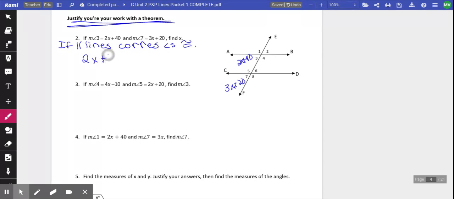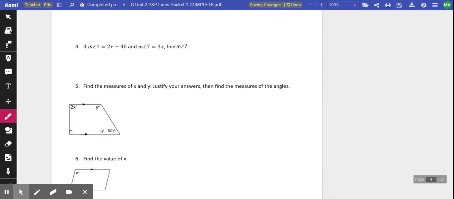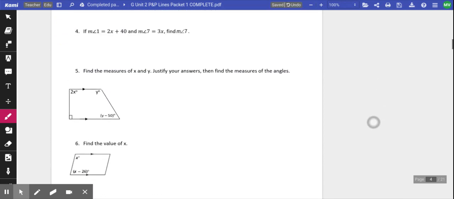So 2x plus 40 equals 3x plus 20. And I solve that. So I subtract 2x. I get 40 equals x plus 20. Subtract 20. And x equals 20. So I want you to pause now. And I want you to figure out 3 and 4. And then come back and we'll go over the answers.